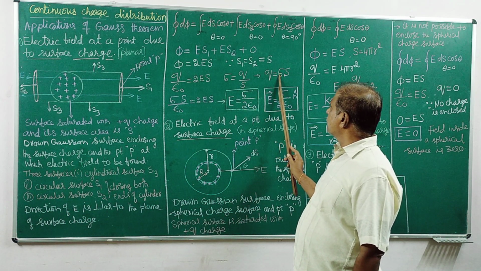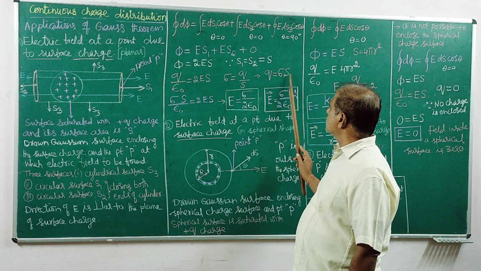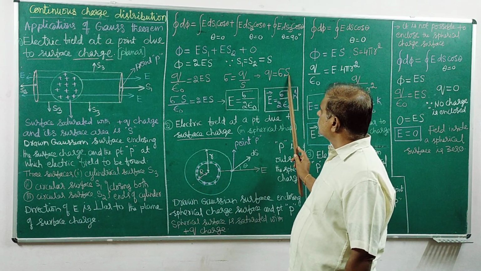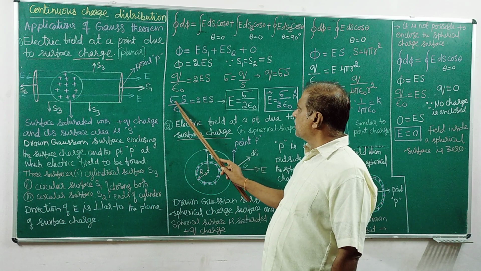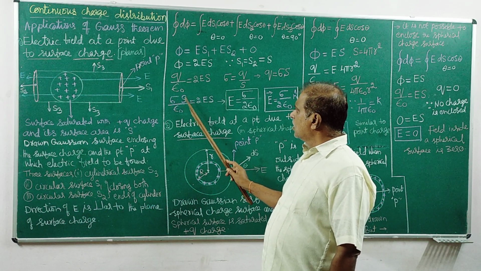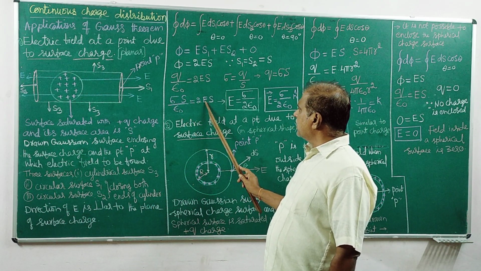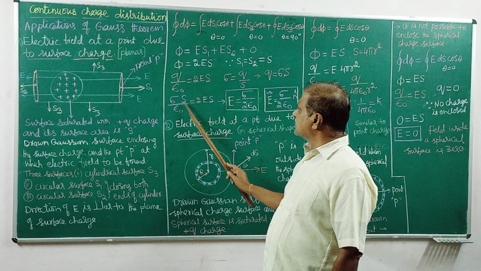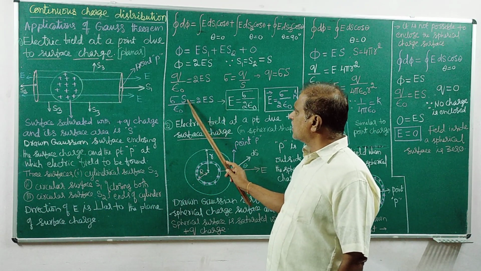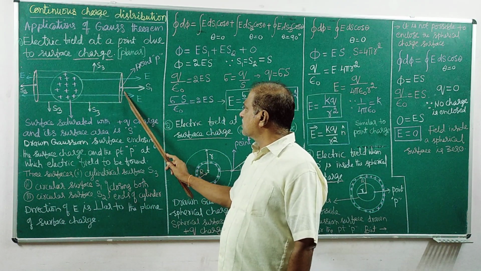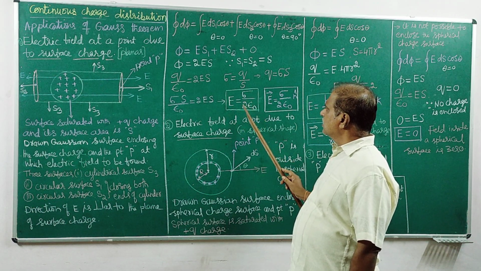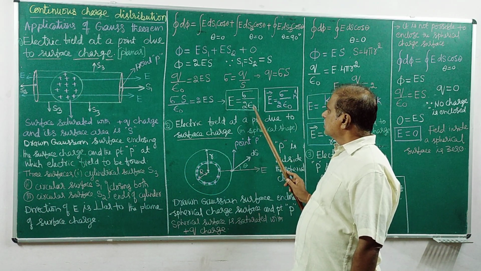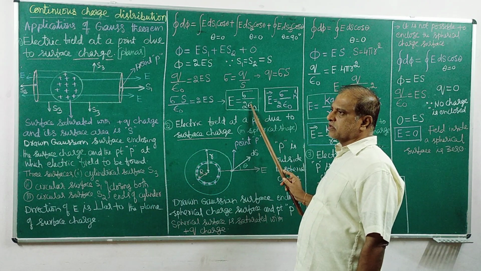Surface density into surface area. Substitute this into this equation. Q is equal to sigma S. And simplify, solve for E. The S's cancel, because the surface of this is the same as the surface of this. E is equal to sigma by 2 epsilon naught. So this gives the magnitude of the electric field.